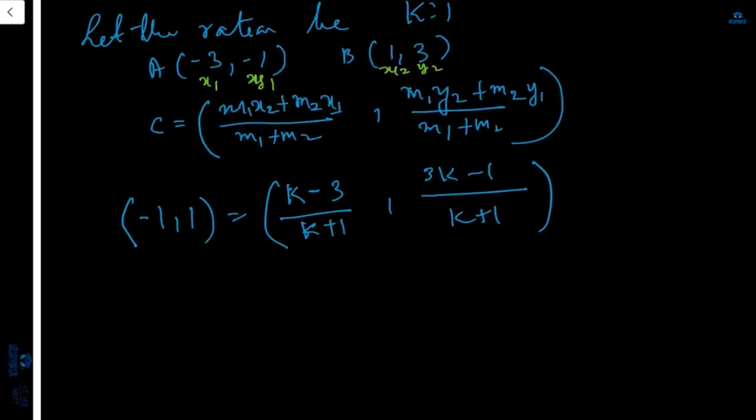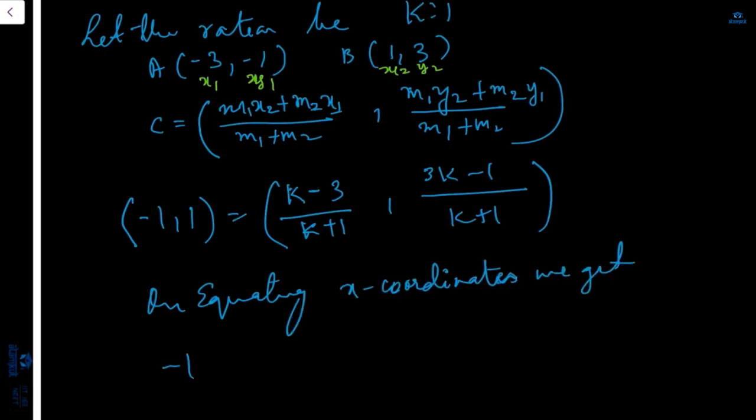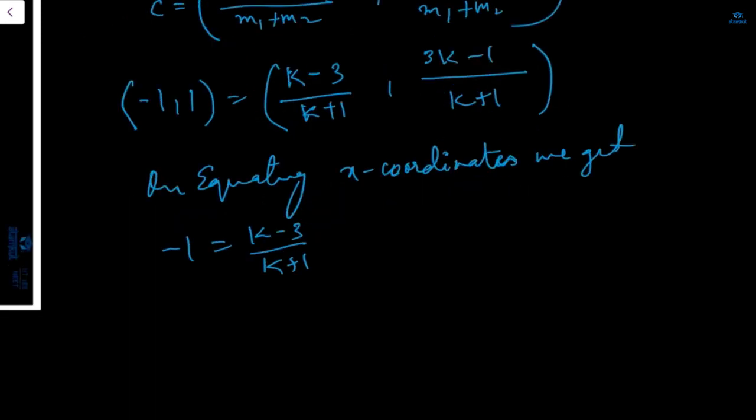No doubts, ma'am. Okay. Now on equating both x coordinates, we get -1 is equal to (k minus 3)/(k plus 1). Now if you compare, you multiply this, so you'll get minus k minus 1 is equal to k minus 3, which will give you 2k is equal to 2. Okay, so k is equal to 1.